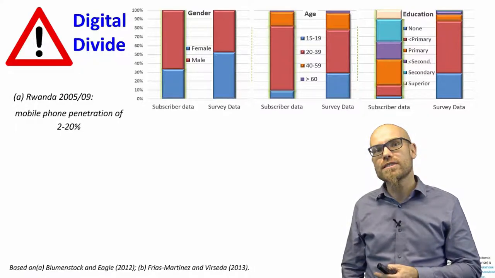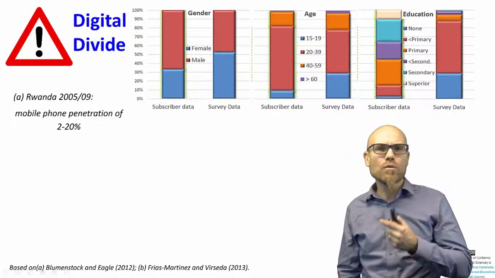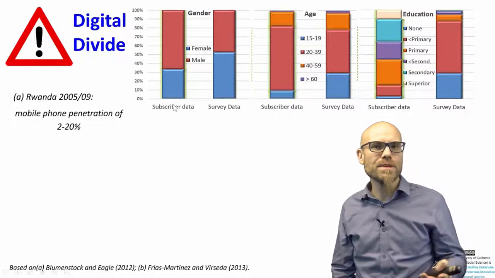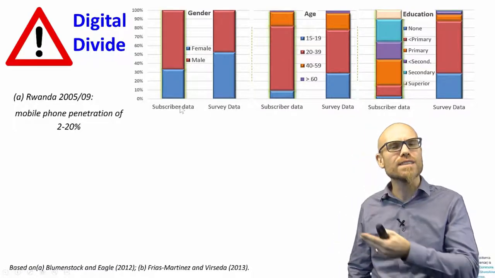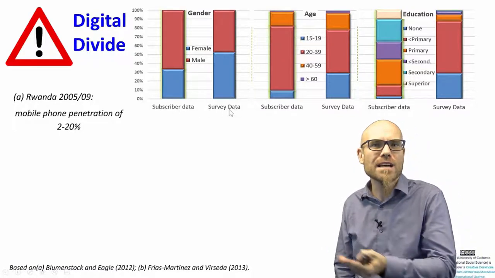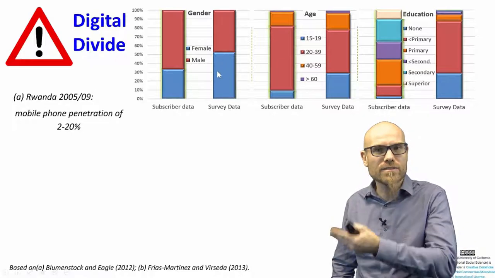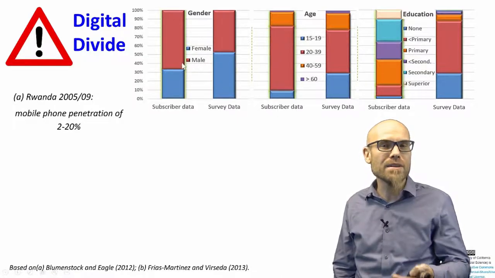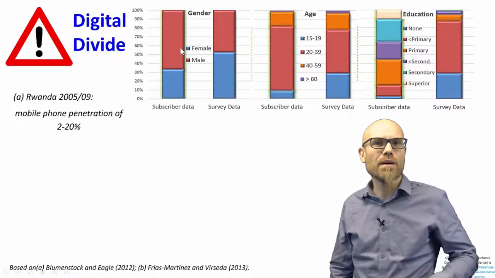And what Josh here studied was mobile phone penetration in Rwanda in 2005. And what we find is that if we compare here the subscriber data, that means people who have a mobile phone, and the survey data, it's kind of like our ground truth. That's actually how many people are there. For example, in gender, we can see that in Rwanda, it's 50-50, like in most countries, 50% men, 50% women. However, with regard to mobile phone subscribers, there are many more men than women. That means our digital footprint is biased.